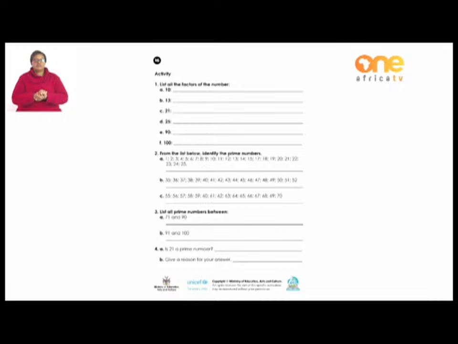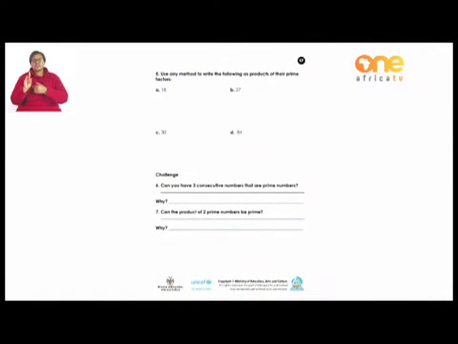Moving to page 17. Number 5, use any method to write the following as a product of their prime factors. You can use the ladder method or factor tree method, but remember to give the answer. So you write the number as a product of its prime factors. A, you have to look for 18, 27, 30, and D, 84.